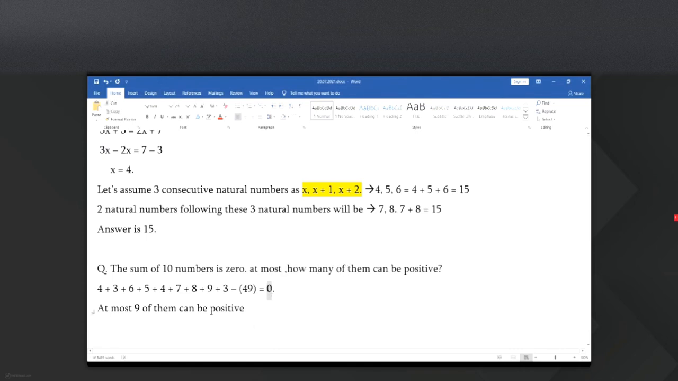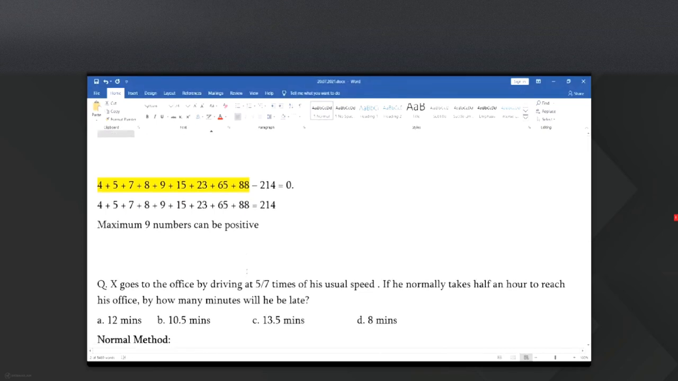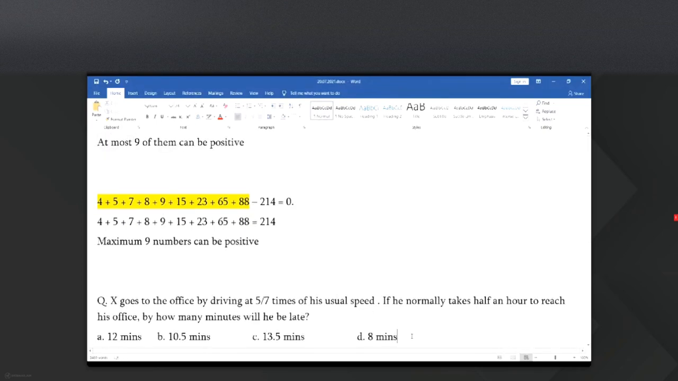The question is at most, maximum. At most means maximum. So therefore 9 is the correct answer. Okay, so we'll move on to the next one, guys. Right, so try this question.